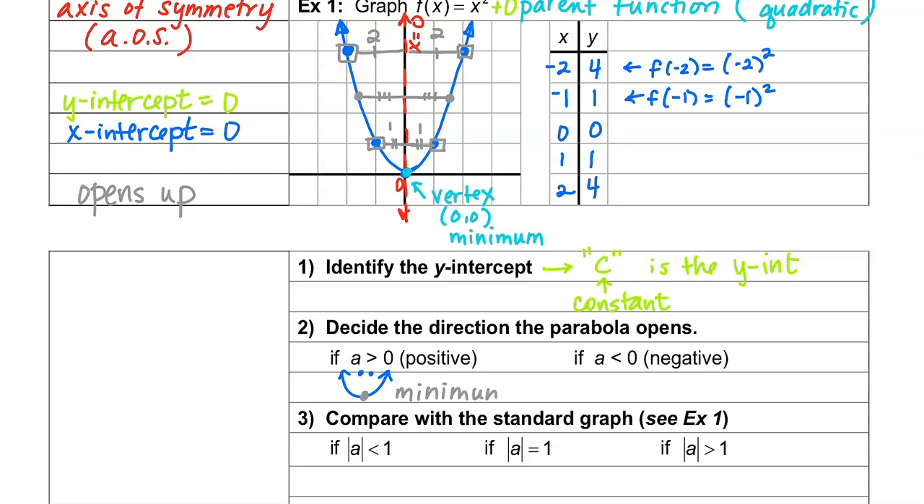Now, if that leading a, the coefficient on the x squared, is negative, it's going to cause the parabola to turn down. You can think negative things make you frown.